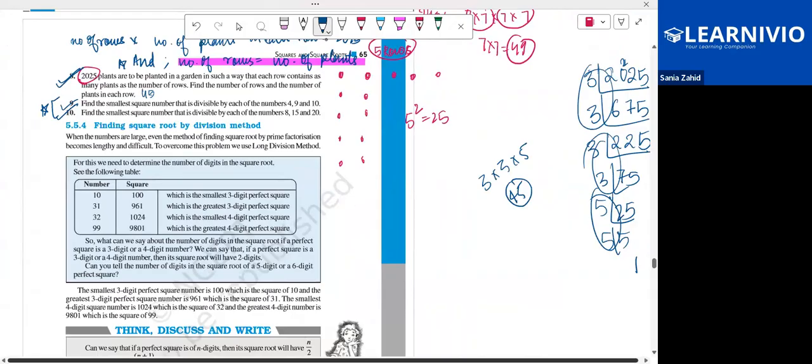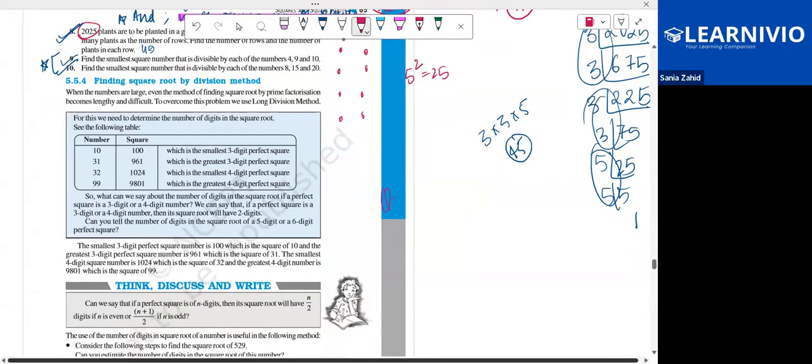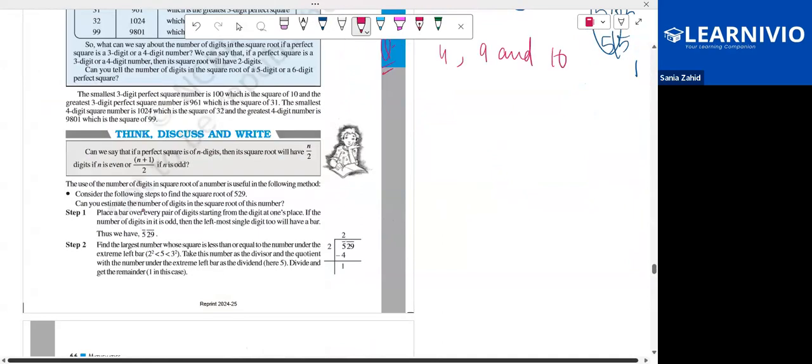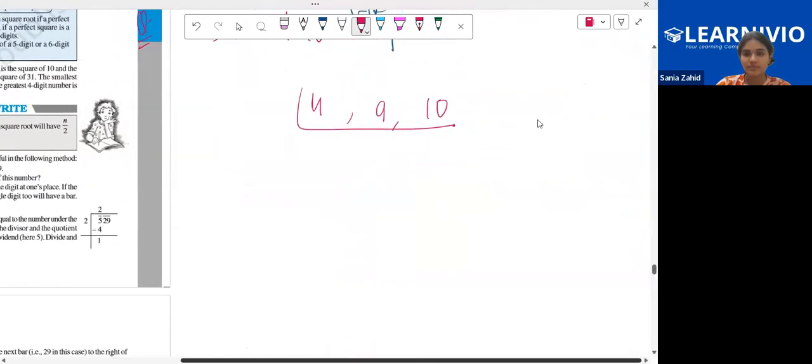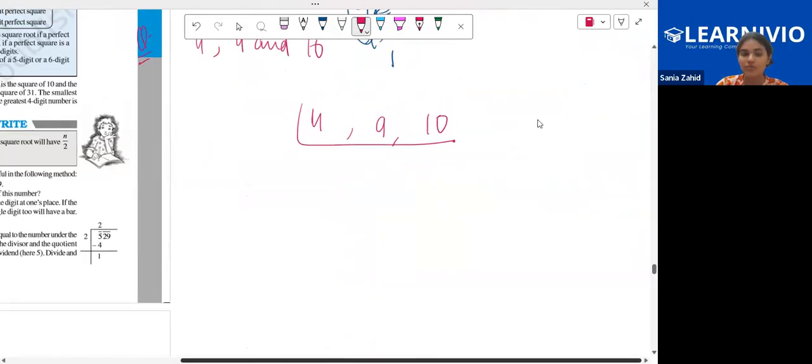What we have here is, first of all, you have to find the smallest square number which is divisible by each of the following: 4, 9 and 10. So what do you do? First of all, you find the LCM of 4, 9 and 10. How do we find the LCM, Rida? Ma'am, by seeing if it comes in the table. Okay, so first of all, with what number am I going to divide? 2. So I get 2, and then what am I going to write over here?